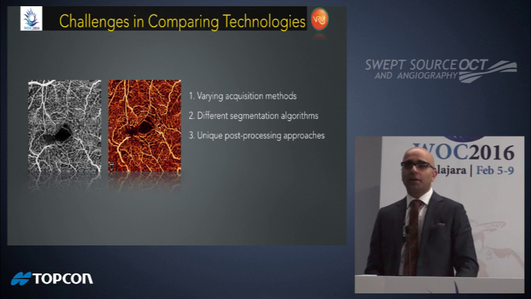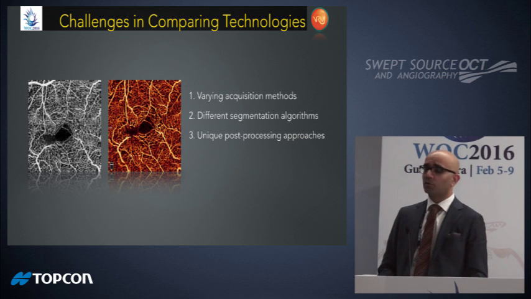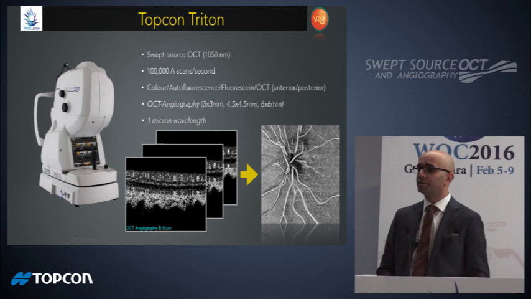So the TopCon Triton, as was presented earlier, is a swept source, the first commercially available swept source device at 1050 nanometers at 100,000 A-scans per second. It offers multimodality imaging, which we've seen. It offers OCT angiography at 3.5, 4.5, and 6, and even 4 millimeters of view, and at 1 micron wavelength. So this is a pretty robust device.